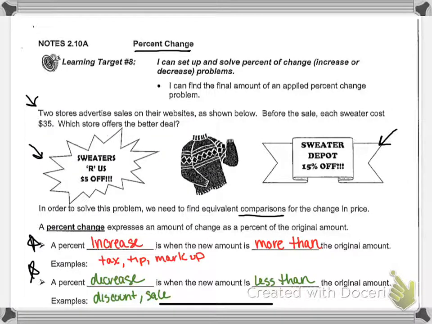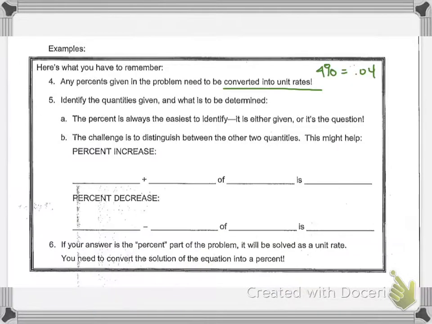So the reason for this example is to show you that we're always looking for that better deal, and it's helpful if we can use these increase and decrease problems to help us figure out where to shop. So some things to keep in mind as we're doing these types of problems.